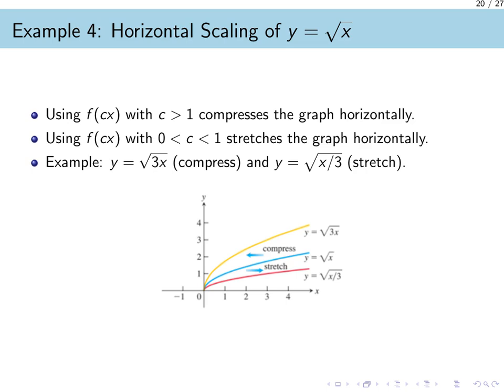For example, starting with y equals the square root of x, the function y equals the square root of the quantity 3 times x is compressed horizontally by a factor of 3. To stretch the graph, we divide the input by a constant, so y equals the square root of the quantity x divided by 3 stretches the graph by a factor of 3. Remember that to make a graph narrower horizontally, you must multiply the input variable by a number larger than 1.